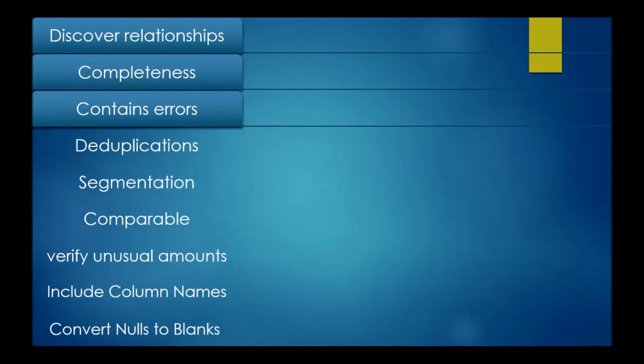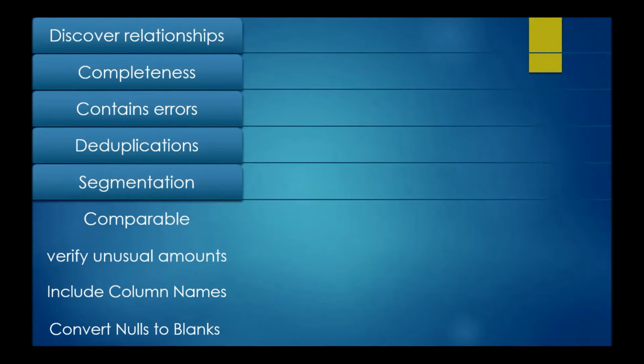Contains errors. So if the data contains errors in between, then definitely analysis is not possible. Even in huge data, if you have only a few lines with errors, they will make your data analysis complicated. Deduplication. You need to make sure that the data is not duplicated, because duplication means your analysis is going to be screwed up with double figures. So data should not be duplicated.